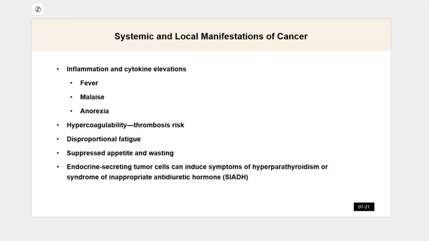So what we're saying is that clinically, there are going to be a bunch of different ways that we can detect cancer, or different clinical clues that we should pay attention to that could be signaling cancer. So if someone has fever, malaise, anorexia, we have to consider cancer as a differential. If they come in and they have a blood clot for no reason, if they have disproportional fatigue, if they just can't eat, they have no appetite. Or sometimes people have other weird things like SIADH or even just plain old hyponatremia because of a cancer somewhere that is causing these endocrine changes.